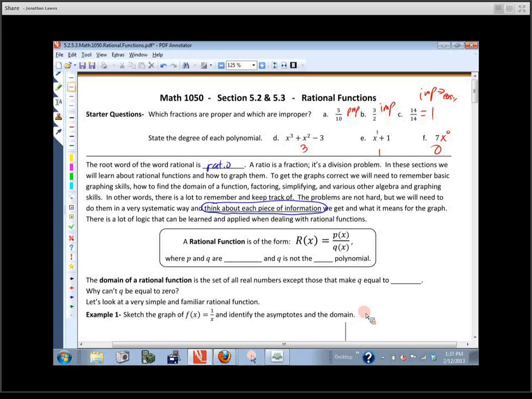But really what you want to focus on is the logic here. Can you get your brain to figure stuff like this out? If you can, you're going to be better at a lot of things throughout your life. So let's talk about what a rational function is.